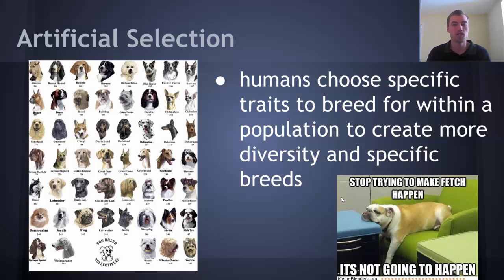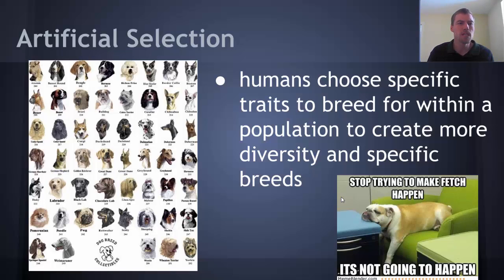So this is where humans choose specific traits to breed for within a population, and we create more diversity or create specific breeds. So we see this in all the different dog breeds. We see this in all of our different food crops. We see this in all of our animals that we breed for food or for milk or whatever it is that we want them to produce. And we can see the changes that occur over time. And if you were to take DNA samples, you would also be able to see DNA changing over time as well.